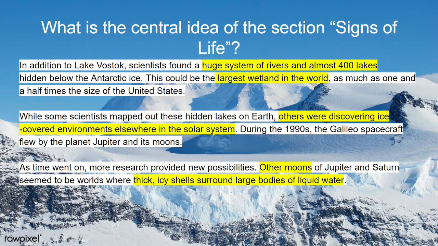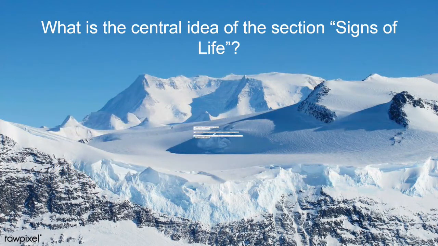Others were discovering ice-covered environments elsewhere in the solar system during the time that they're discovering these lakes on Earth. Other moons, thick, icy shells around large bodies of liquid water. So they're finding the same things on other planets that they're finding in Antarctica. Very interesting. So then we look at the next section.